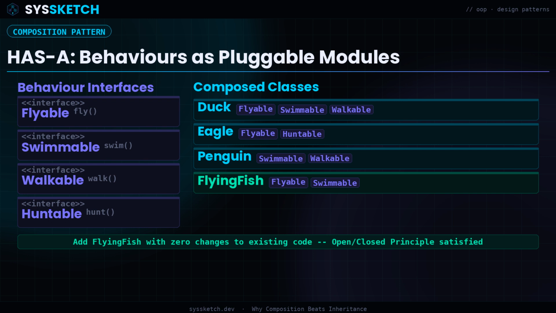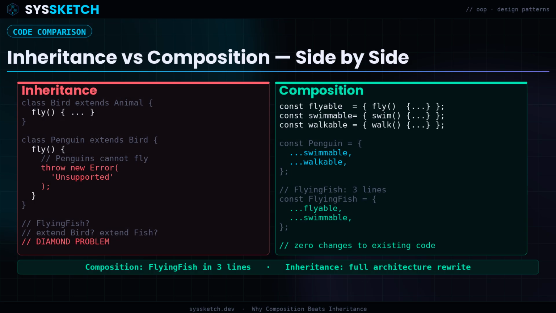The code difference is stark. On the inheritance side, you write class Penguin extends Bird, then override fly to throw an unsupported operation exception. That exception is a runtime declaration that the IS-A relationship was a lie. On the composition side, you define a flyable object with a fly method, a swimmable object with a swim method, and then a penguin is just the spread of swimmable and walkable. No hierarchy, no lies. When the flying fish requirement arrives, you write 3 lines. Spread flyable, spread swimmable, done. The inheritance version requires you to rethink the entire class tree.